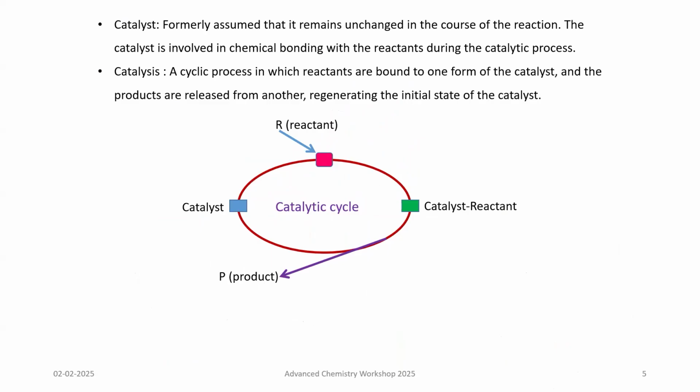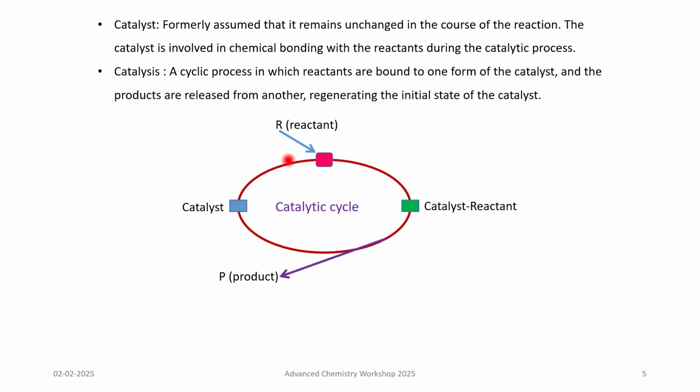Just to give you, a catalyst is formally assumed to remain unchanged during the course of the reaction. That is what we have been taught in class. And it involves, of course, chemical bonding during the reaction. That is a catalyst. And catalysis is a cyclic process in which reactants are bound on one form of the catalyst, and then products are released from another, regenerating the initial state. See the cycle here.